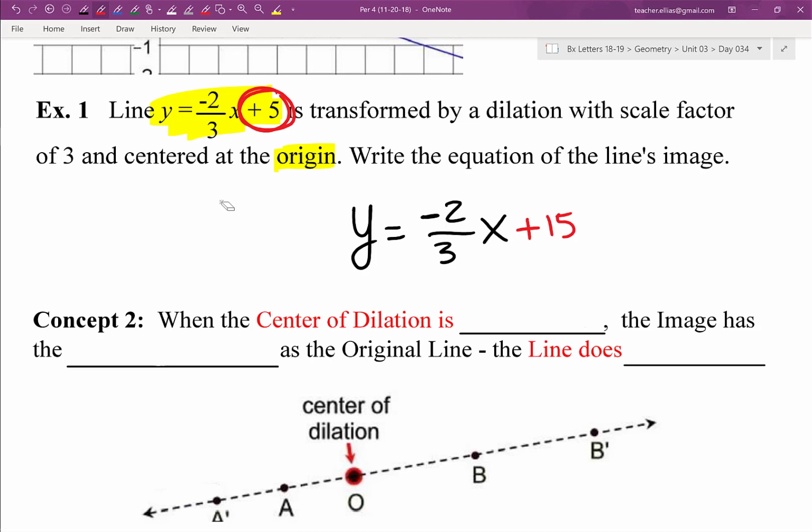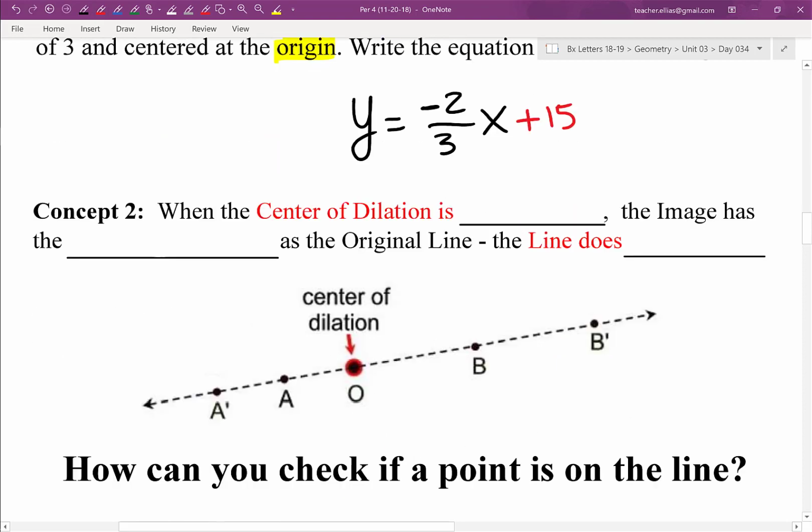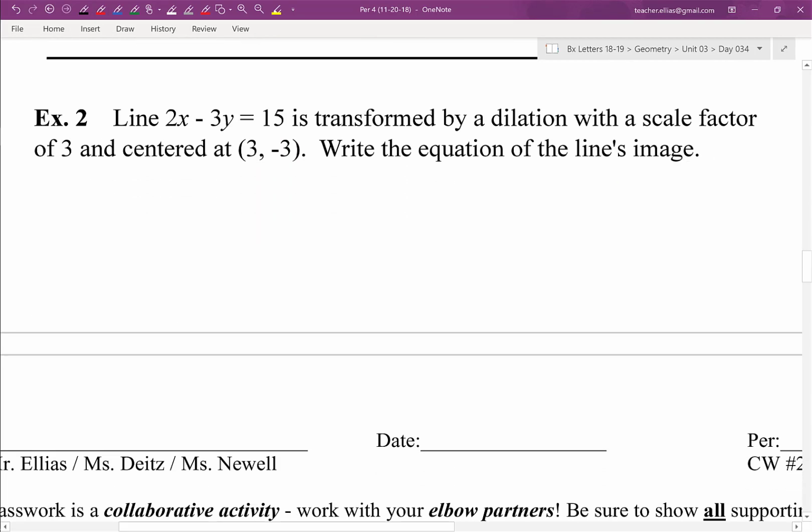Why was it easy to see the slope? Why is it easy to see that in this equation? Okay. Do you see this equation? All right. You all pulled out that information real quick. Look at this equation. What do you have to solve it for?